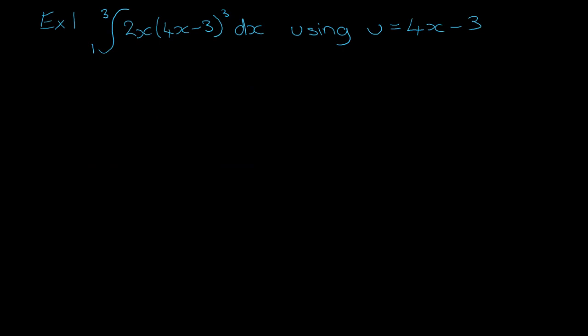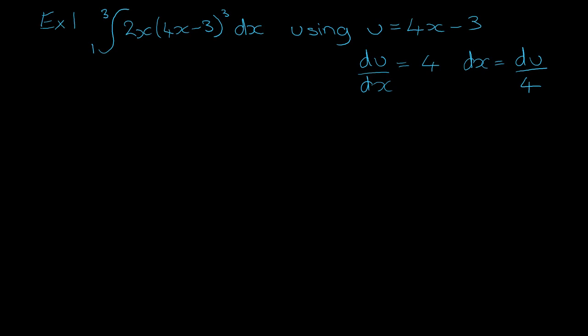Here's our first example. We've been told to use the substitution u equals 4x minus 3. So the first thing we're going to do is differentiate that. So we've got du dx will equal 4. Remember, the purpose of this stage is to get dx on its own in terms of du. So rearranging that, we get dx equals du over 4.